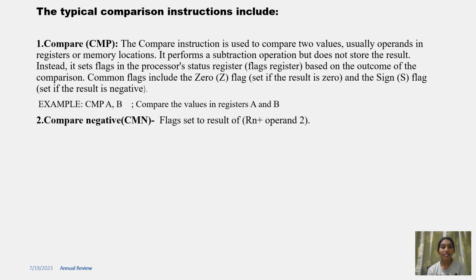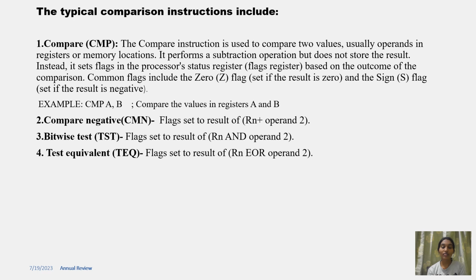Now let's see another type, that is compare negative, which is represented as CMN. Flag set to result of Rn plus operand 2. The next one is bitwise test, which is represented as TST. The flag set to result of Rn AND operand 2. That is, here we perform a bitwise AND operation. The fourth one is test equivalent, which is represented as TEQ. The flag set to result of Rn EOR, that is exclusive OR, of operand 2.